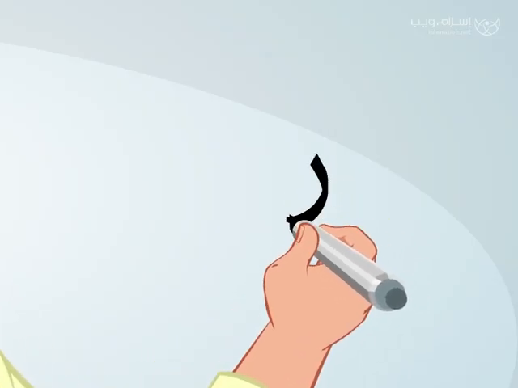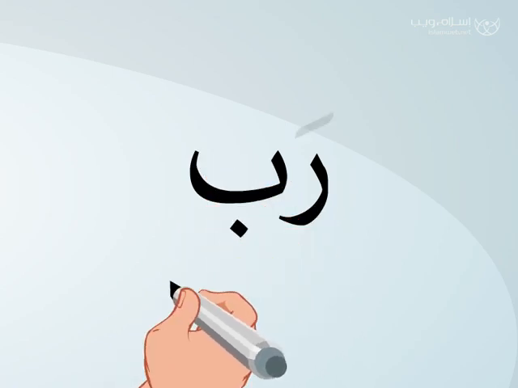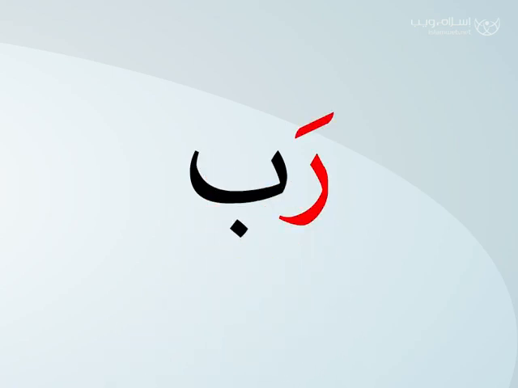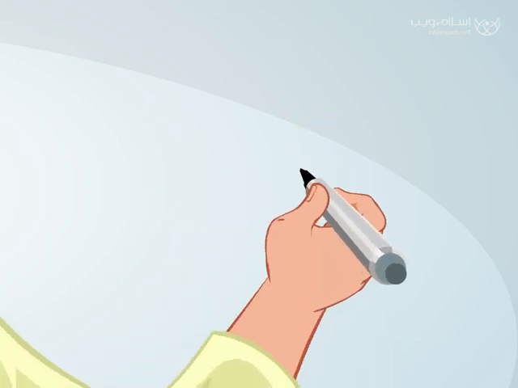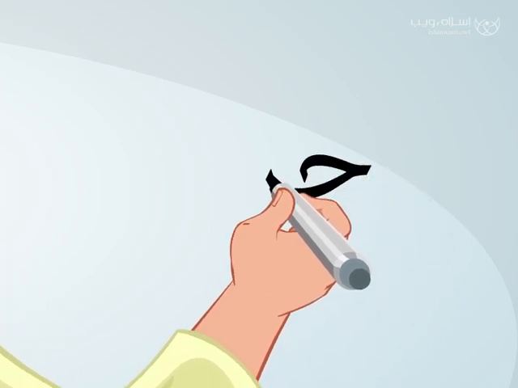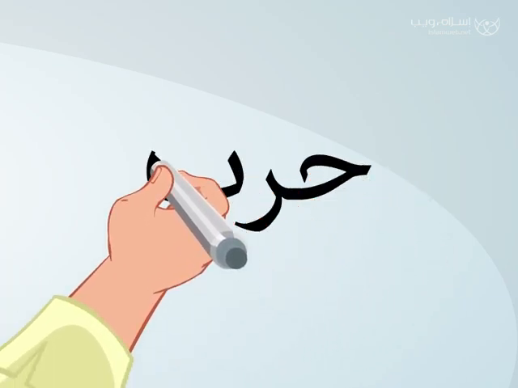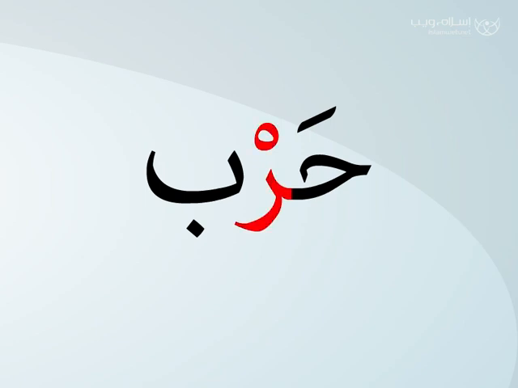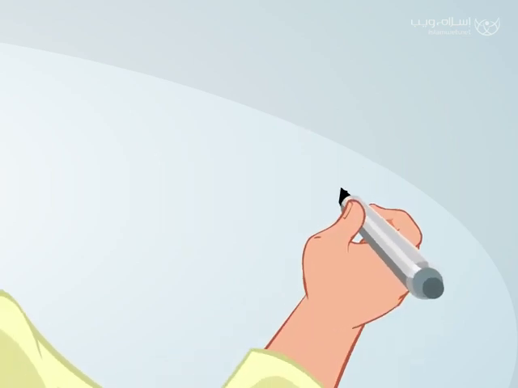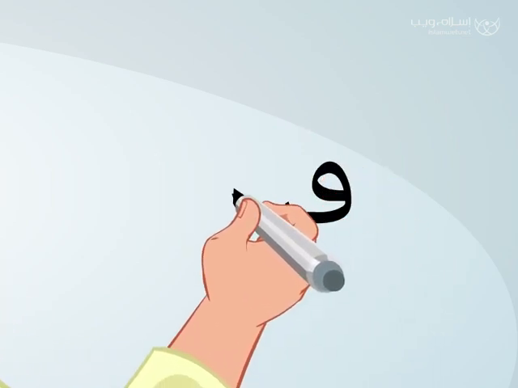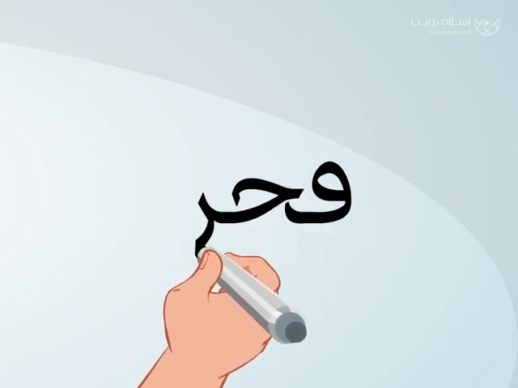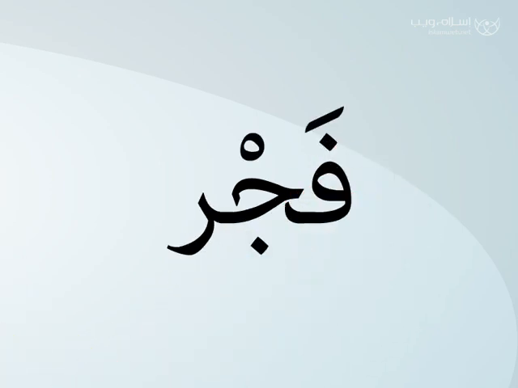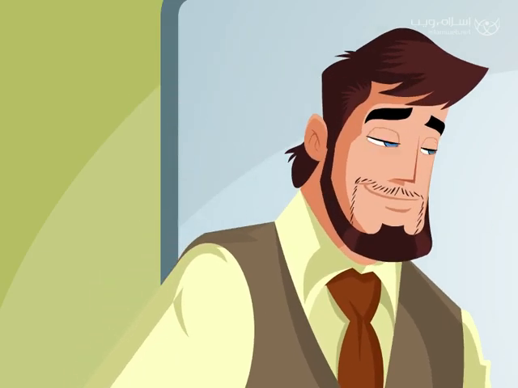This is how we write ra at the beginning of the word, like this example. Rabb, which means God. And this is how we write ra at the middle of the word, like this example. Harb, which means war. And this is how we write ra at the end of the word, like this example. Fajr, which means dawn. Let's see the next letter.